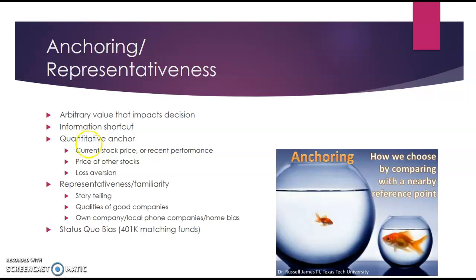Anchoring, representativeness, what is it all about? It's the idea that an arbitrary value can impact our decision making, and it happens as a result of an informational shortcut that our mind takes. We can either have a quantitative anchor or a representative anchor. A quantitative anchor, an example in finance, could be a current stock price or recent performance. This could be one of the explanations for why you see support and resistance bounds.